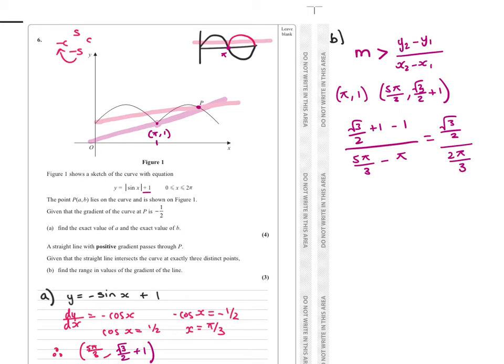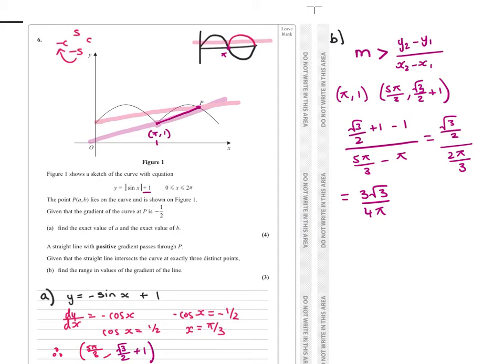And this is going to simplify to give me 3 root 3 over 4 pi. Okay, so our gradient needs to be greater than this. We'll come back to the inequalities in a minute. We know that that is the gradient of this line here, okay?